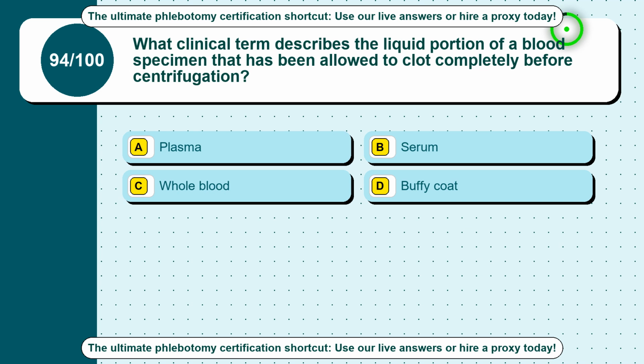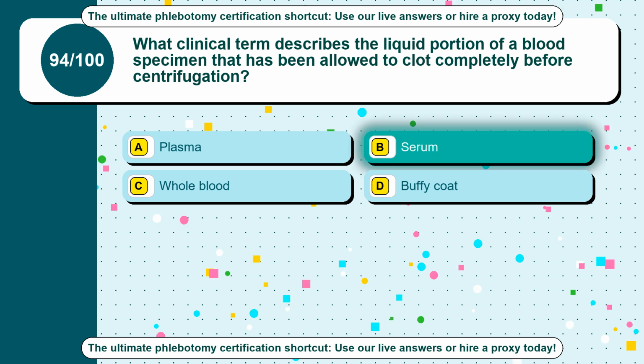Question 94. What clinical term describes the liquid portion of a blood specimen that has been allowed to clot completely before centrifugation? Option A, plasma. Option B, serum. Option C, whole blood. Option D, buffy coat. The correct answer is option B, serum.